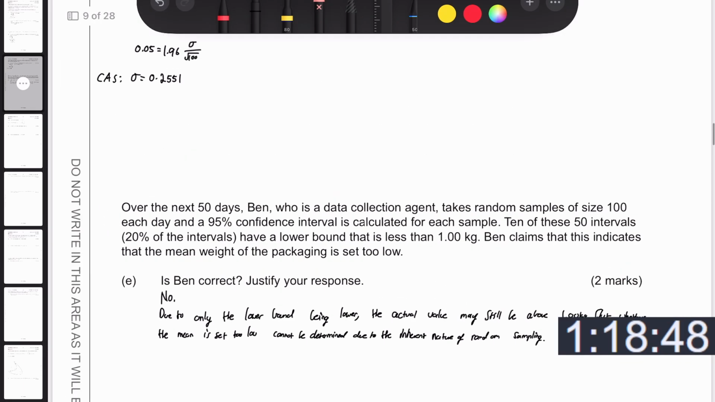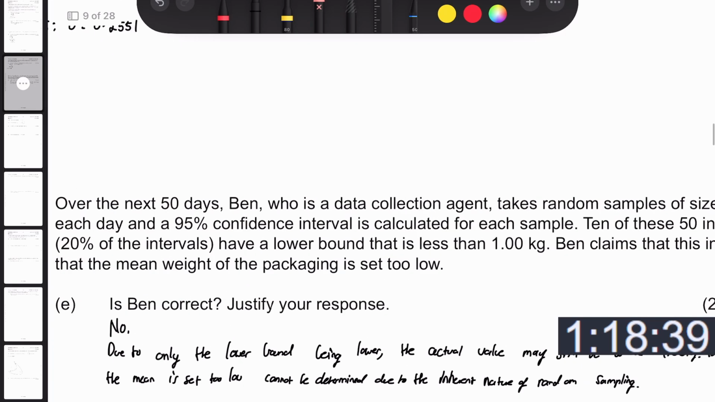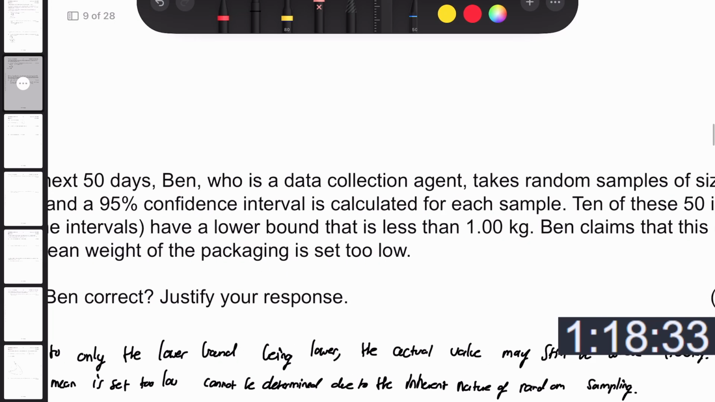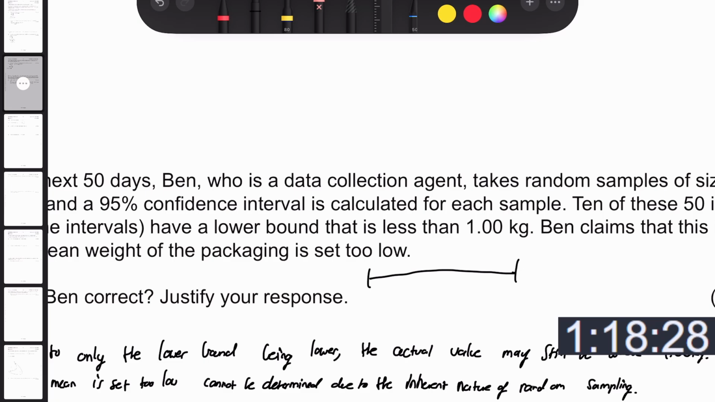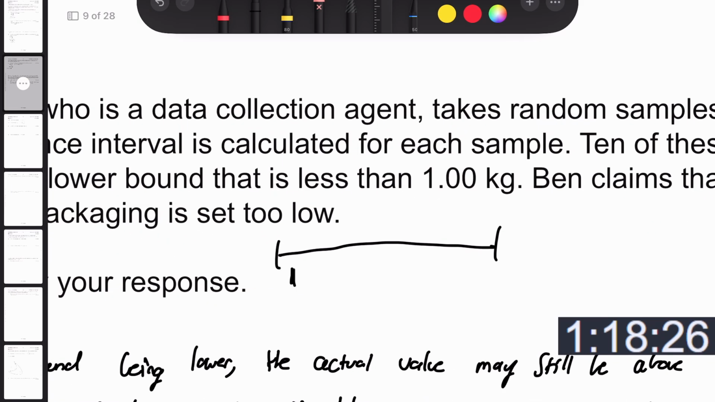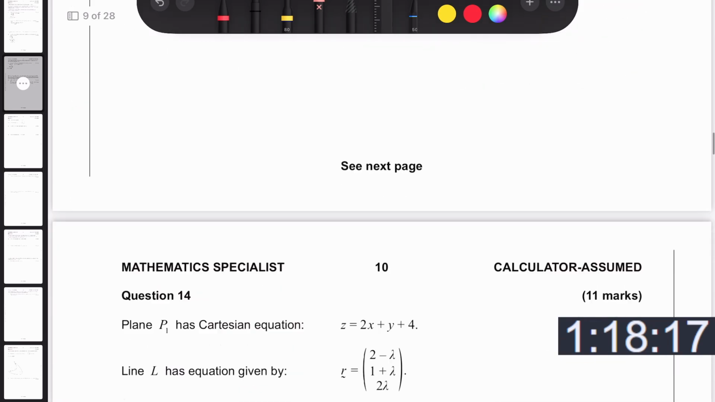I think this would be more convincing if 1 kilogram was higher than the entire confidence interval, because really we should only have 5% of them. Because if this is the lower bound being lower, that's fine. Let's say like the lower bound is 1 kilogram. I mean, technically the lower bound is lower, but 90% of the confidence interval is still above it. So yeah, I'm gonna say no.